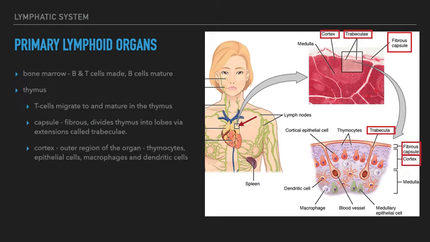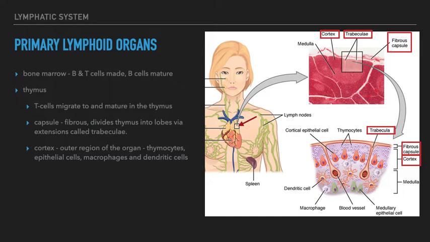Okay, so the cortex contains large numbers of thymocytes. Remember, thymocytes are the cells that have left the bone marrow, but they're not completely mature. There's also epithelial cells here, macrophages, and dendritic cells. Dendritic cells are phagocytes, meaning that they're going to engulf. So are macrophages, they're also phagocytes. They're going to engulf foreign materials.